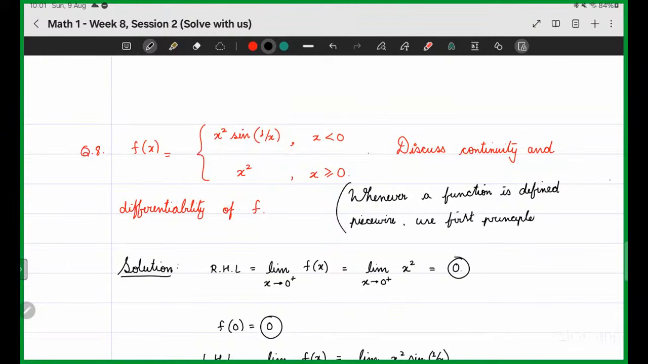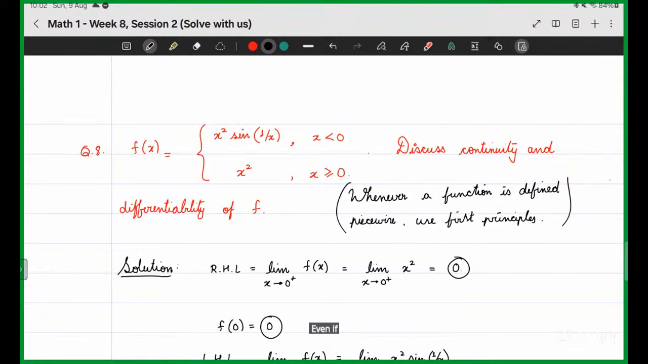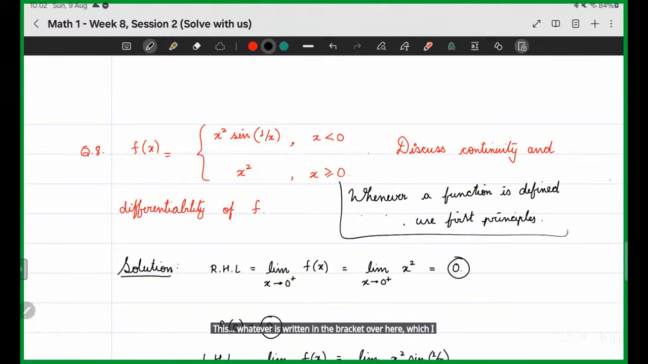This is something that you will see also in Math 2 later on, where there are something called partial derivatives and so on. So you can't just take the partial derivative and take its limit and expect it to be the partial derivative at a certain point. Continuity of partial derivatives and all that you will see later. Here, even if you have not understood the solution to this problem entirely, whatever is written in the bracket over here, I'll just emphasize.